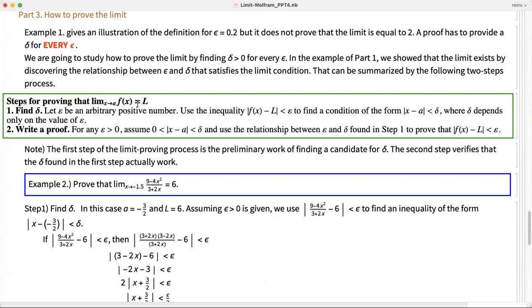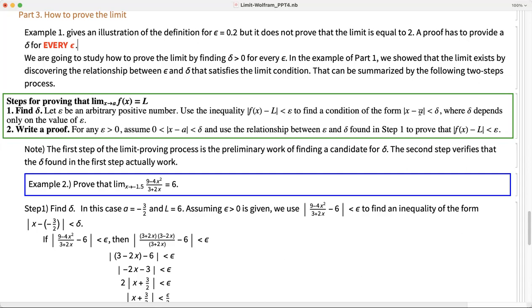To find delta for any choice of epsilon, we have to do two steps. The first one is to find the delta. How can you find it? Let epsilon be an arbitrary positive number. Use the inequality absolute value of f of x minus L less than epsilon to find the condition of the form absolute value of x minus a is less than delta. What that means is, starting from the absolute value of f of x minus L, do some algebra, simplifying or factoring or dividing or multiplying, to express that absolute value in terms of the absolute value of x minus a.